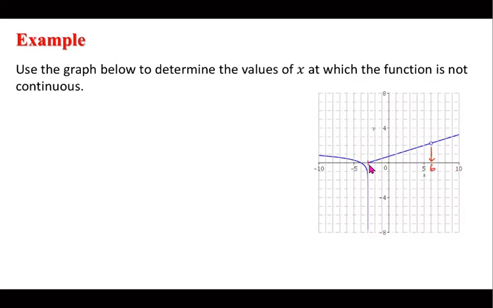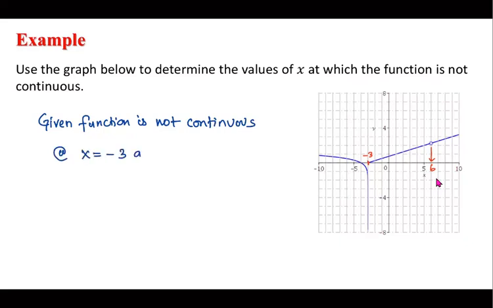We have a break in the function over here at -3. So that means this function is not continuous at x equal to -3 and x equal to 6. So we say that the given function is not continuous at x equal to -3 and x equal to 6.